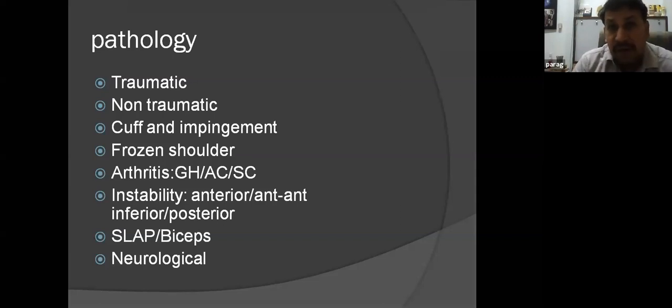Even the acromioclavicular joint is a synovial joint and is quite frequently affected with arthritis. And unusually, but not very rarely, even the sternoclavicular joint can get arthritis. So when you look at arthritis, you must look at this whole spectrum of these three joints. They can come to you with instability, which could be anterior, anteroinferior, posterior, or even multidirectional.